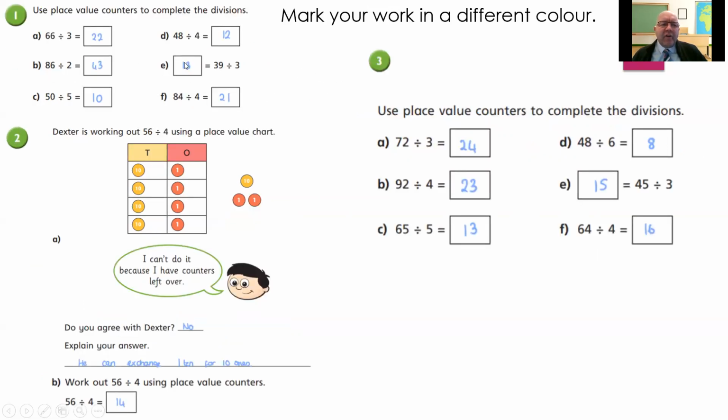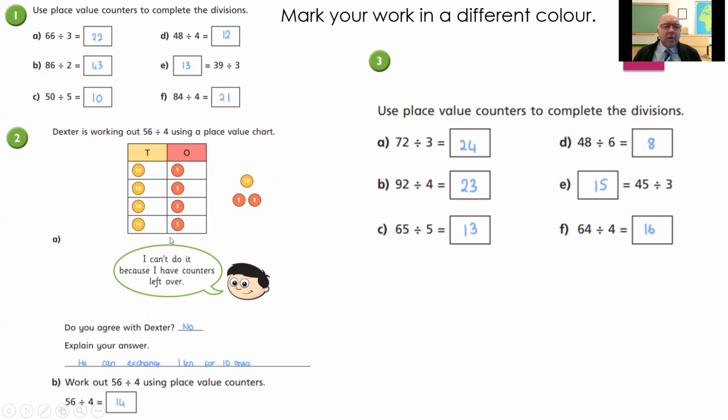Right, here are our answers. How many 3s fit into 66? 22 of them. 86 divided by 2 is 43. 50 divided by 5 is 10. 48 divided by 4 is 12. 39 divided by 3 is 13. See, they've just done that the other way around. 84 divided by 4 is 21.